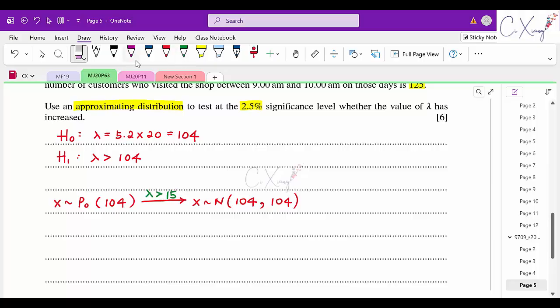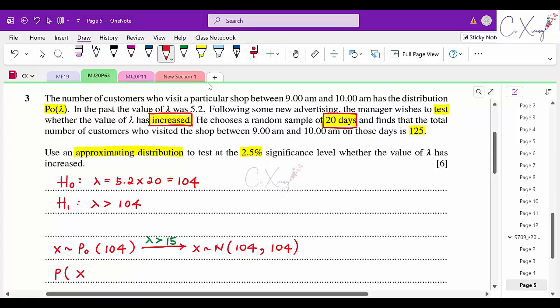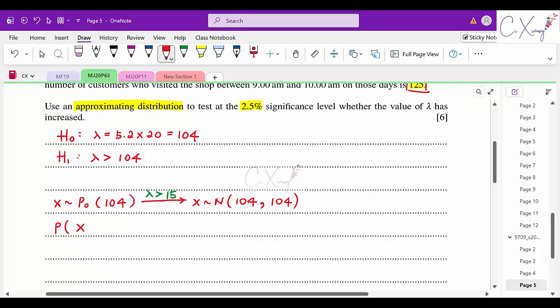To find the p-value, we have to use the observed value of the test. What is the observed value of the test in this case? I want you to highlight this value here, 125. That means when I take 20 days to carry out the experiment and run the test, the value that I observe is 125. So I have x equals 125 here. And for the sign here, I have to put either greater than or equal to, or smaller than or equal to. Which one is the correct sign?